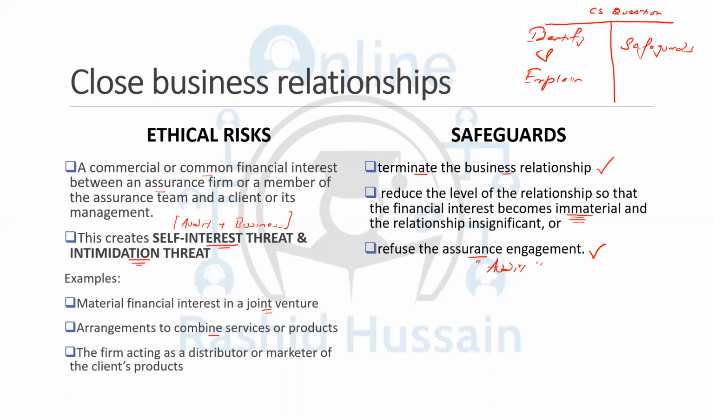For example, you are writing to reduce the level of relationship, then you write the name of the firm. The ABC firm, for example, should reduce the level of relationship so that the financial trust becomes immaterial. Things like that. So when there's a client thing, do not write client, just try to write the name of the client. So the examiner gets the flavor that you have not crammed it straight away, and then you know the actual implication of each safeguard.